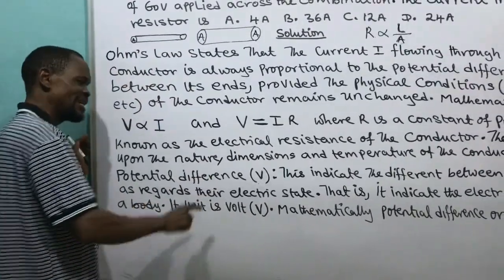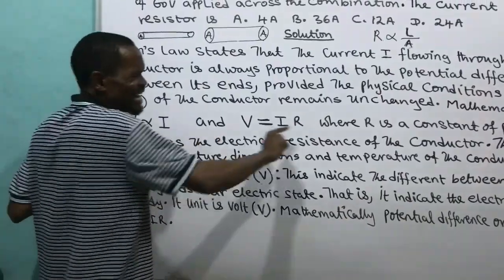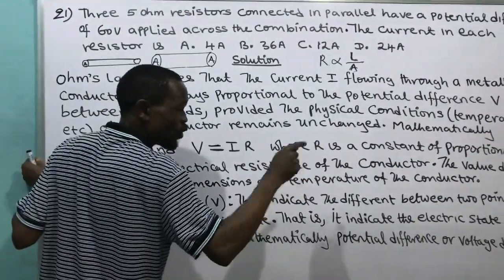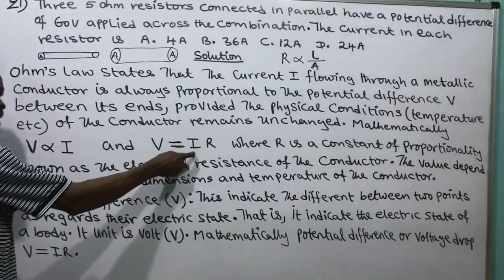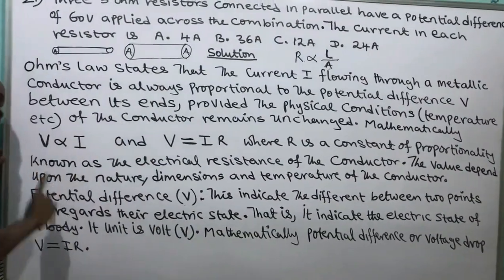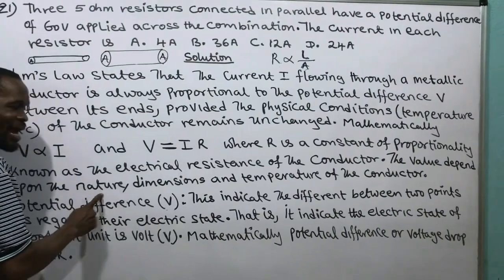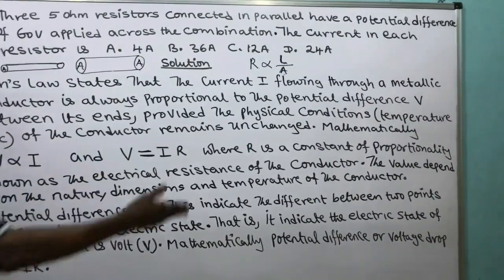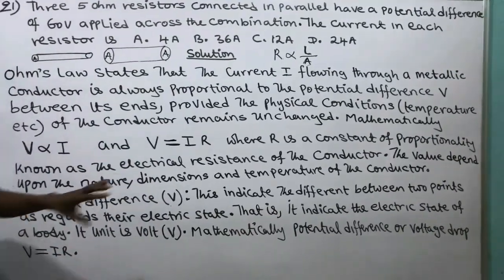So now see that the electrical resistance, which is a constant of proportionality, is a constant, and it depends on the nature of the wire, the dimension of the wire, the temperature of the wire or the conductor. Then I'll now come back and say full stop.